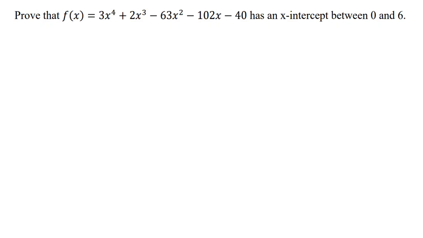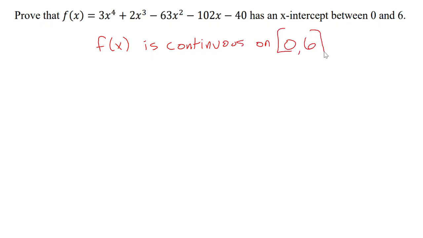All right, for our next one here, we just want to prove that this function has an x-intercept on the interval from 0 to 6. And we're going to try to use the intermediate value theorem to show that. So first of all, we just want to state that f(x) is continuous on 0 to 6. We have to do that if we're going to use the intermediate value theorem. And our reason is it's a polynomial.